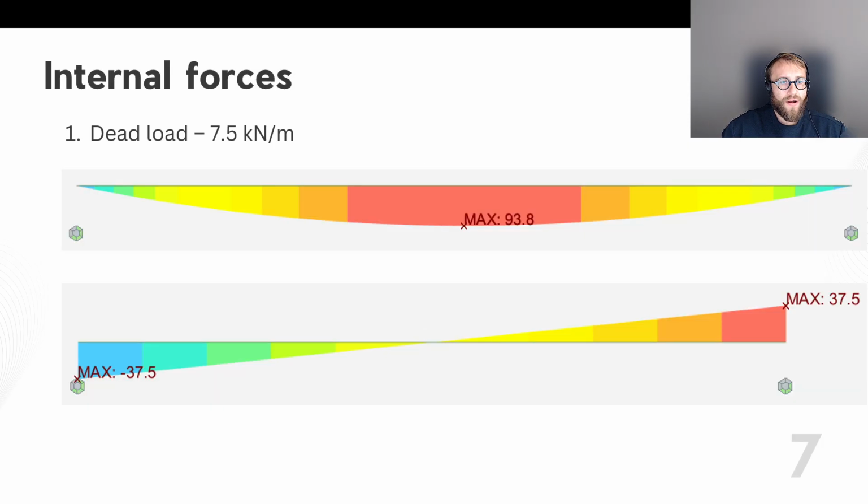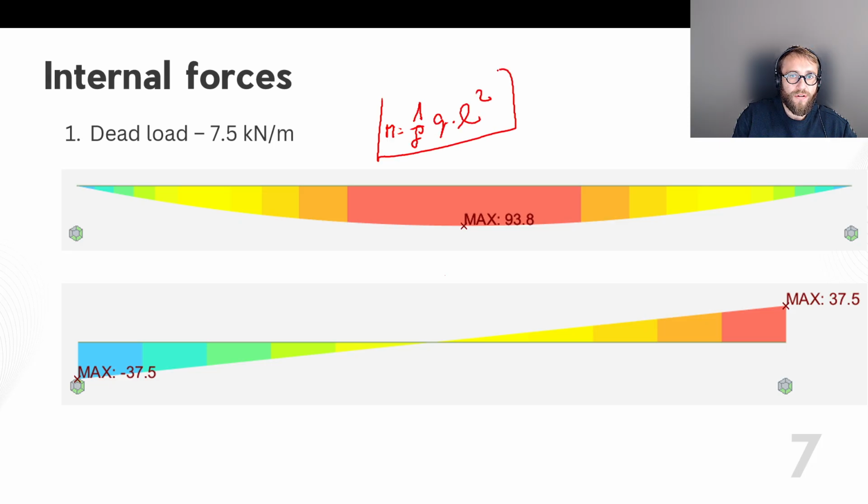So to make it provable that it behaves as a simply supported beam, you can see that the self weight is 7.5 kilonewton per meter. If you calculate it very simply with this equation, you will receive the maximum bending moment here.